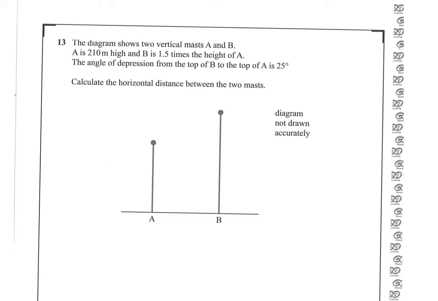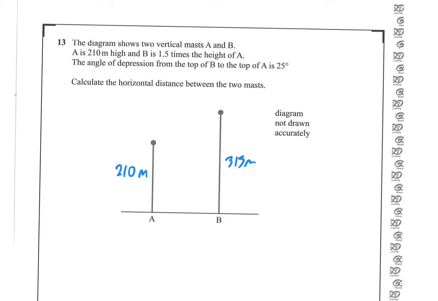Okay, question 13 says the diagram shows two vertical masts, A and B. A is 210 meters high and B is 1.5 times the height of A. So let's just work those out. 210 times 1.5 is 315 meters.